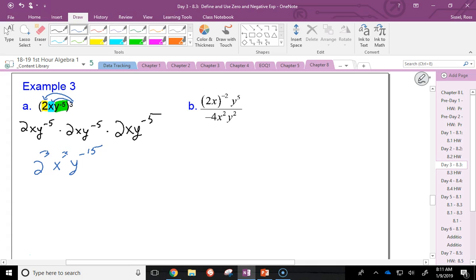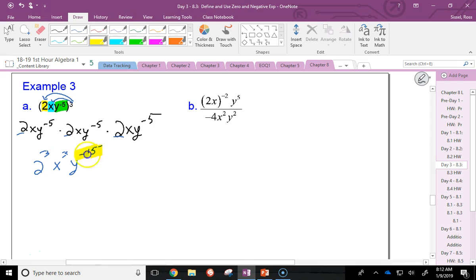In the black is showing why, because I would have 2 times 2 times 2. So 2 to the 3rd power. I'd have x times x times x. X to the 3rd power. Y to the negative 5th, negative 5th, negative 5th. You add those, you get negative 15. Now I'm not done yet because I have to simplify this one.